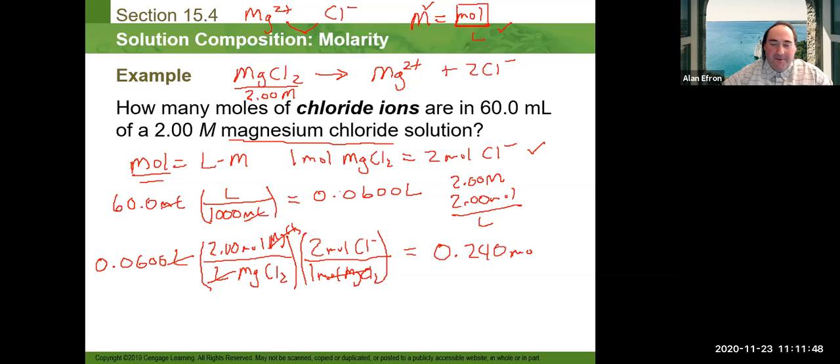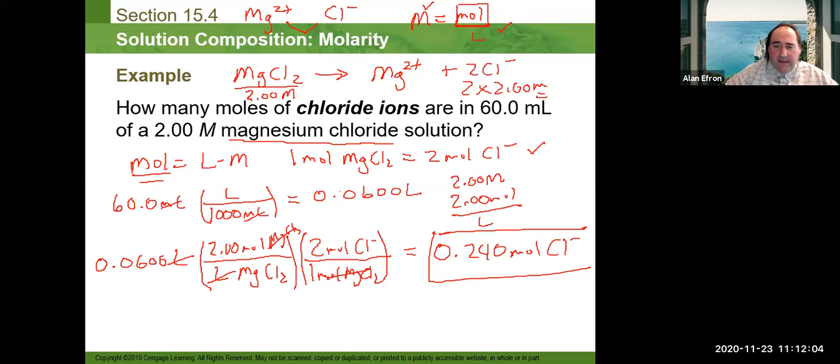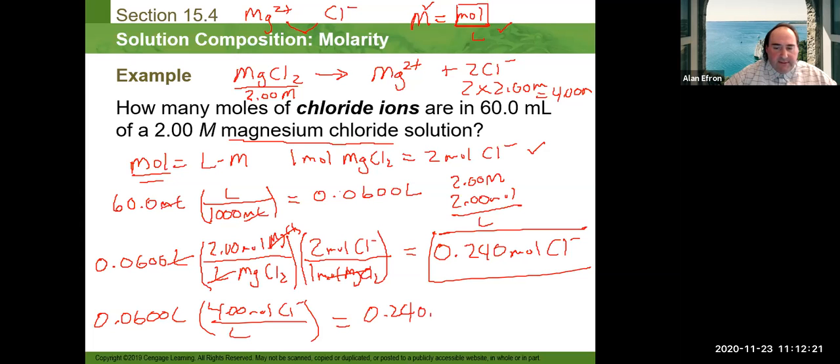0.24. There we go. Moles of chloride in that particular case. Any questions on that calculation there? Again, if you want to do it a little quicker, you could have done 2 times 2 here and ended up with 4 molar for our chloride ions, and really just started with 0.06 liters times our 4 moles per liter of chloride ions. And as you can see, you end up with the same answer in this particular case.